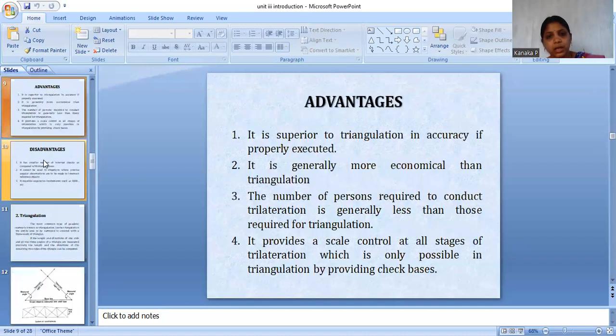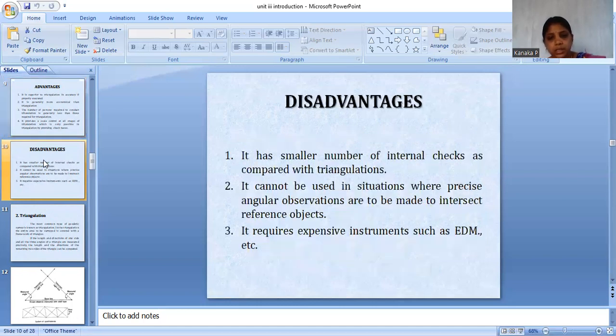Now, the advantages of the trilateration method. It is superior to triangulation in accuracy when properly executed, and more economical than triangulation. The number of persons required to conduct trilateration is generally less than that required for triangulation. It provides scale control at all stages of trilateration, which is only possible in triangulation from the check basis. Next one is disadvantages.